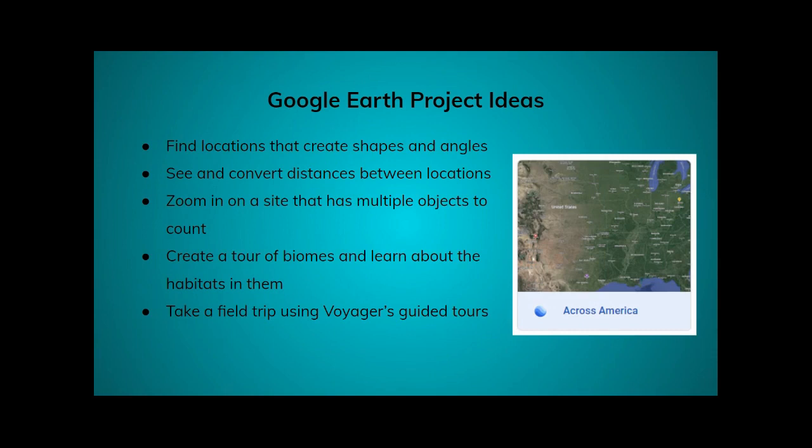Some other project ideas include find locations that create shapes and angles being studied, see and convert distances between locations, zoom in on a site that has multiple objects to count. For example, students can count how many wind turbines are in West Texas and eastern New Mexico, or count swimming pools in people's backyards in California. They can also create a tour of biomes and learn about the habitats in them. And they can take a field trip using Voyager's guided tours.